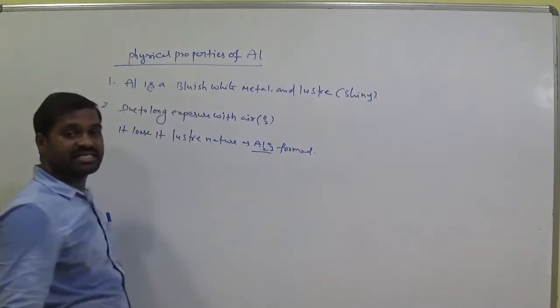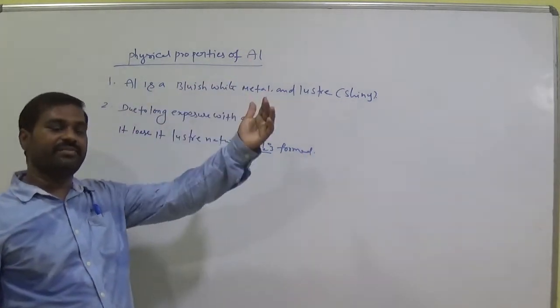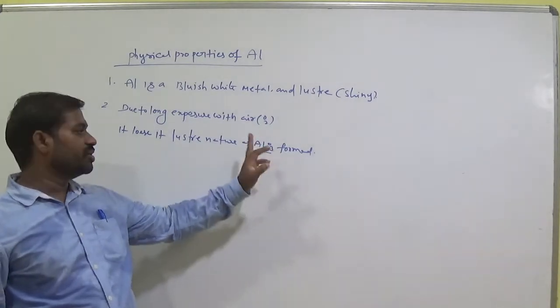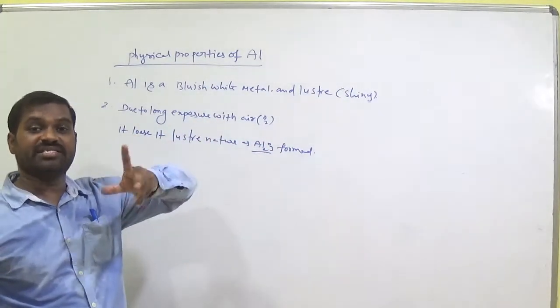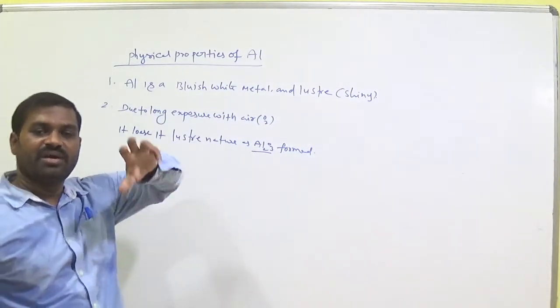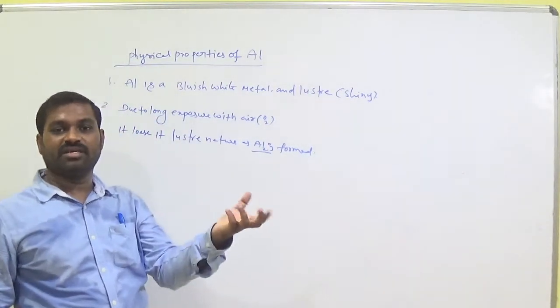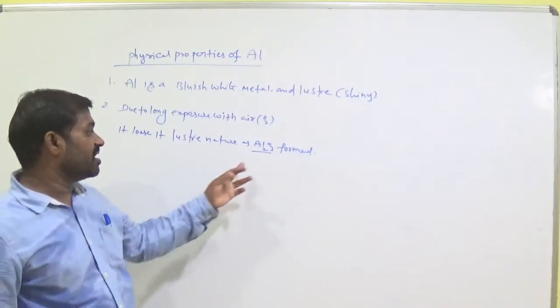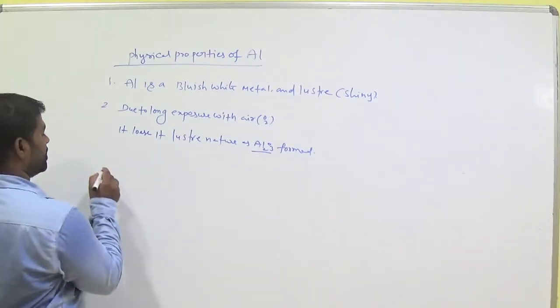formed. So when aluminium interacts with oxygen for a long time, it produces aluminium oxide. Due to this aluminium oxide, it loses its lustrous, shiny nature. Aluminium is generally shiny in nature, but it loses its shiny nature when it is exposed to air. Why? Because of the formation of aluminium trioxide, or alumina. Okay.